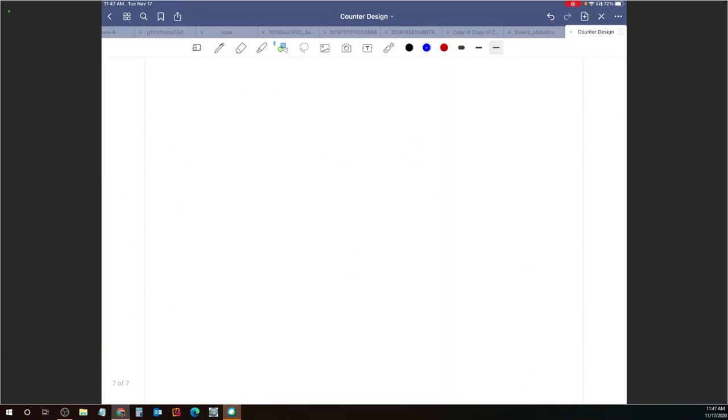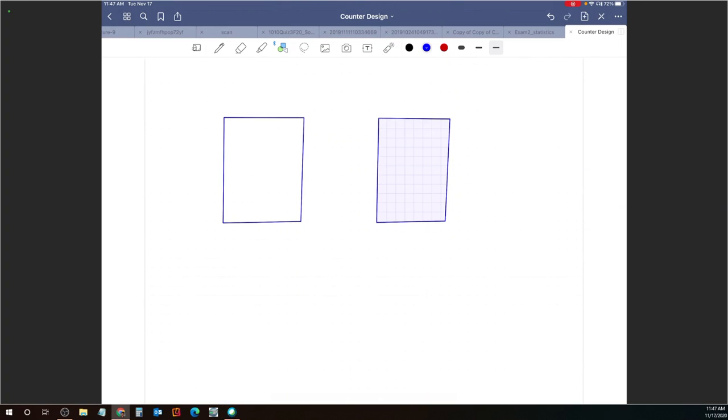So what I'm going to do is arrange them with the most significant flip-flop first. So I've got that, then I've got another flip-flop right here, and I've got the last flip-flop right here.